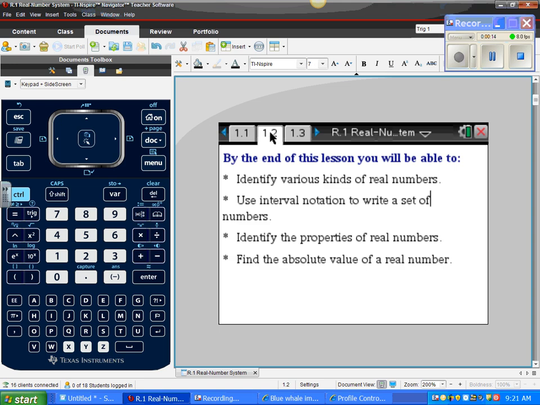All right, by the end of this lesson, you will be able to identify various kinds of real numbers, use interval notation to write a set of numbers, identify the properties of real numbers, and find the absolute value of a real number. So again, all of this is review. We're going to move relatively quickly.